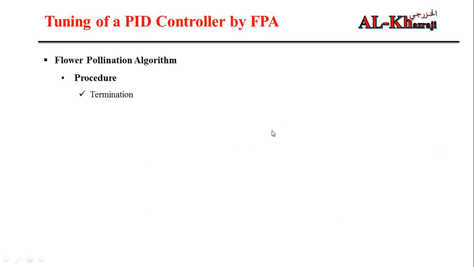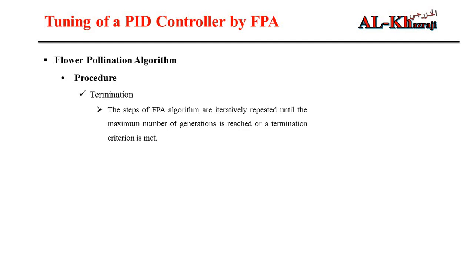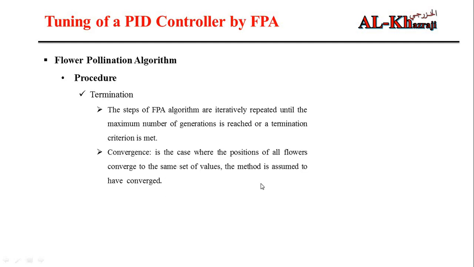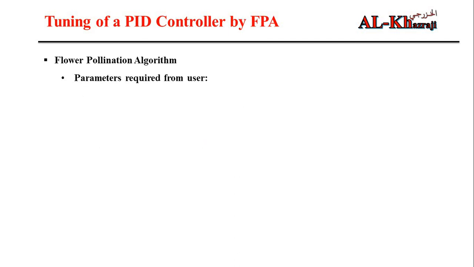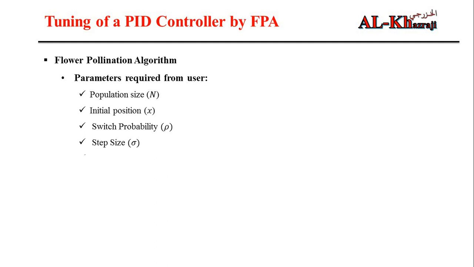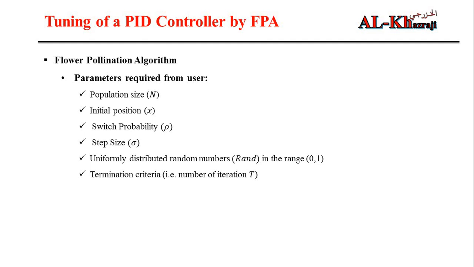After you finish the loop, you go to the termination. There are two strategies for the termination. Either you just repeat until you reach the maximum iteration, or you stop at convergence, when no better solution is found by the algorithm. The parameters that need to be set by the user are the population size, the initial position, the switching probability, the step size, and also you have to use the random value and the termination.